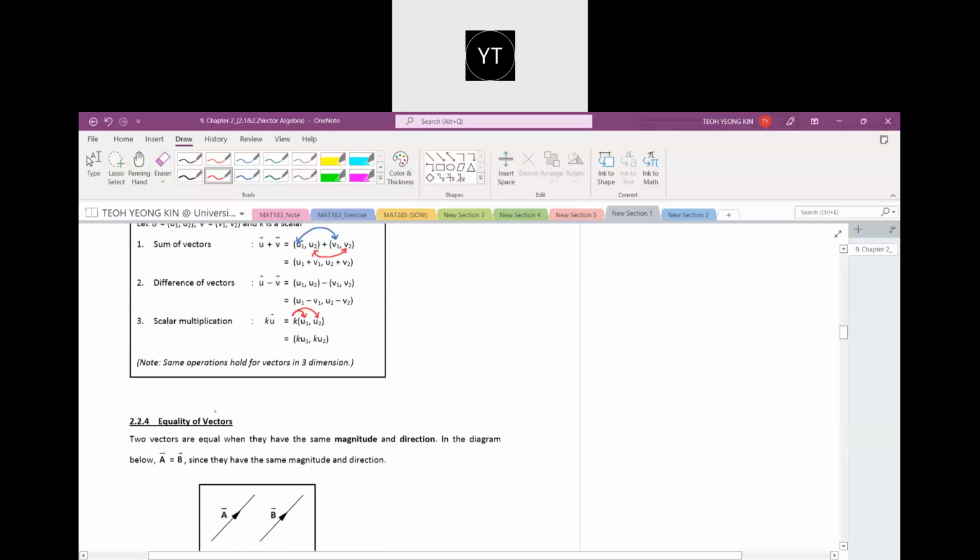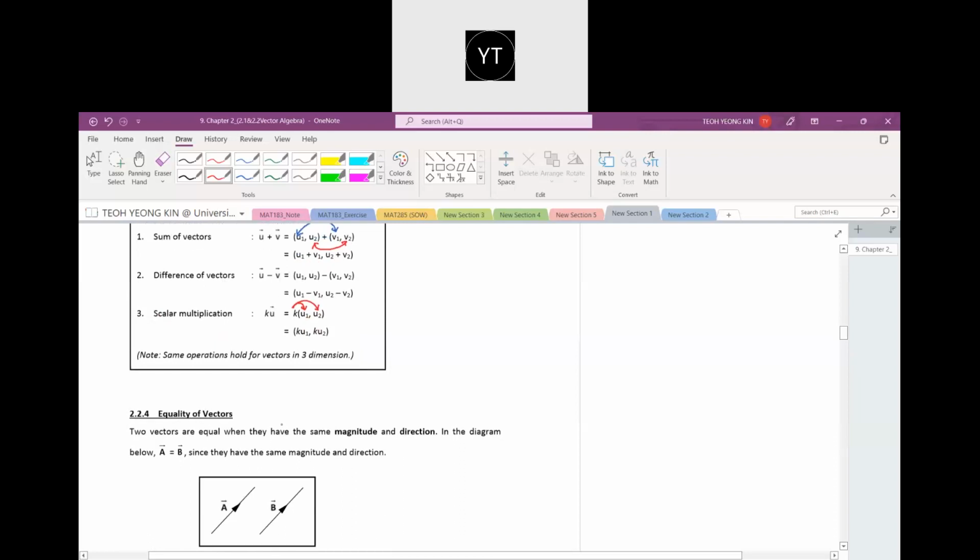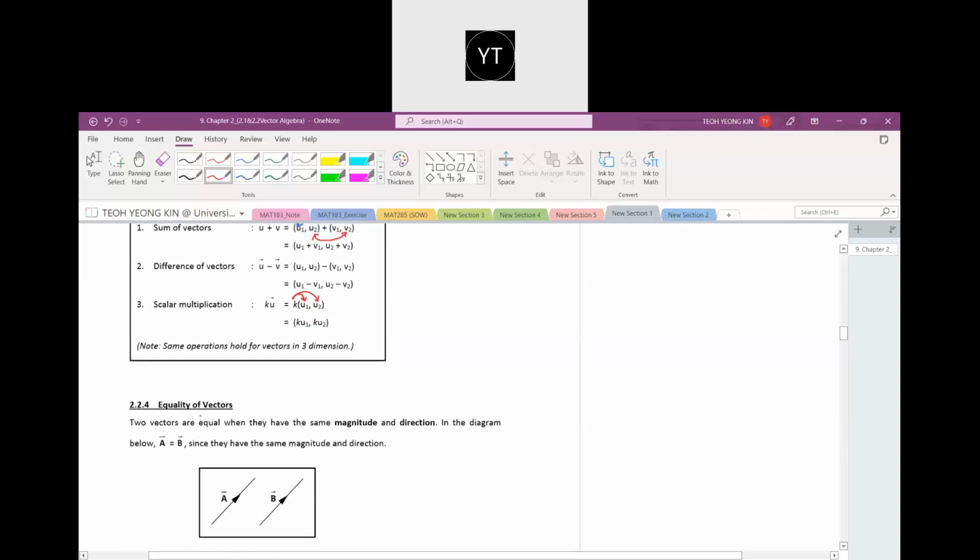Okay, right. Equality of vectors. What does equality of two vectors mean? Two vectors are equal when they have the same magnitude, which is the same distance, and the same direction. In the diagram below, vector A is equal to vector B since they have the same magnitude and direction. So A is equal to B because their distance is the same and their direction is the same.